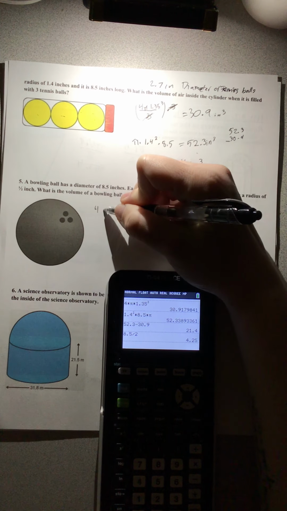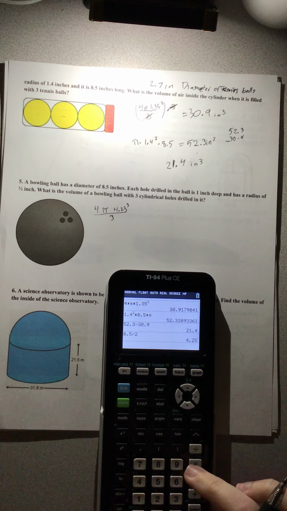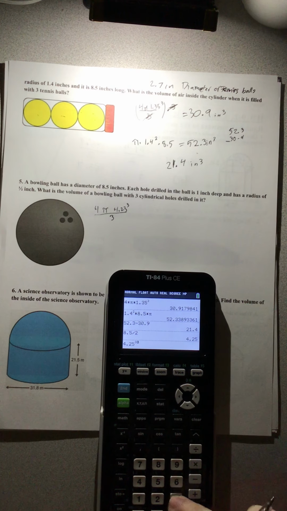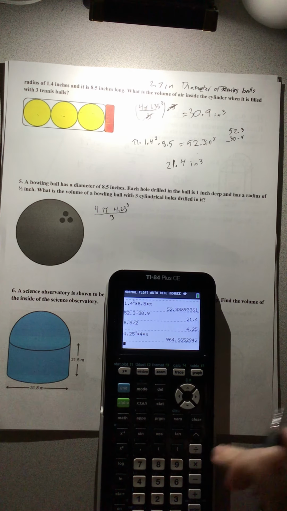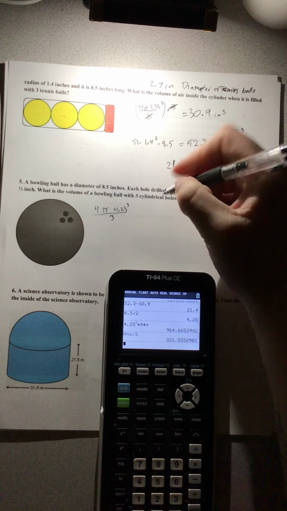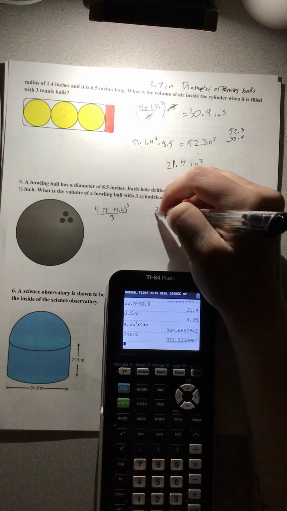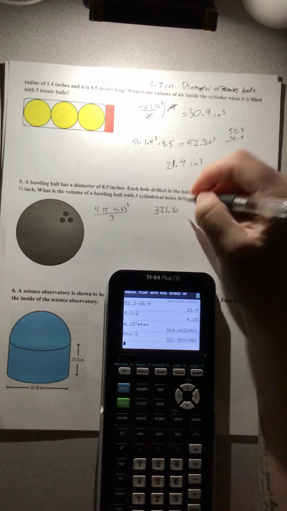And then we have 4 pi over 3 because it's a sphere. So let's do this math first. So 4.25 to the third times 4 times pi, and then divided by 3. So we know that the ball itself is 321.6. So that's the volume of the ball.